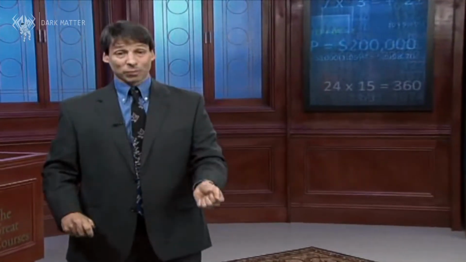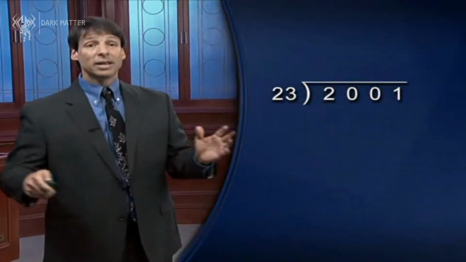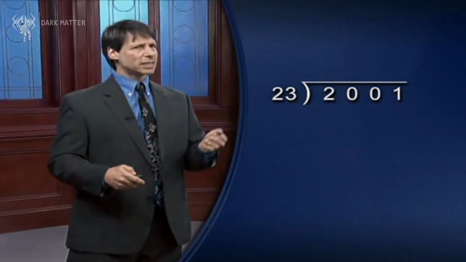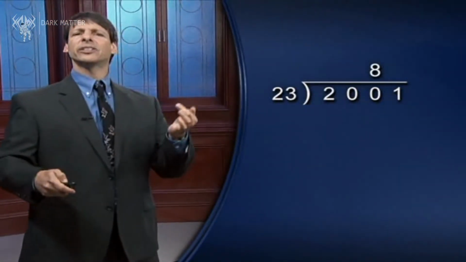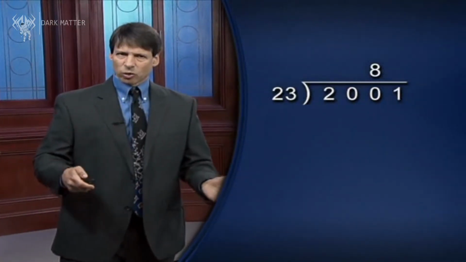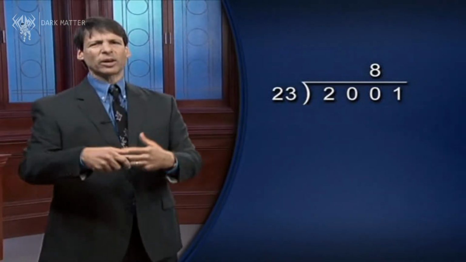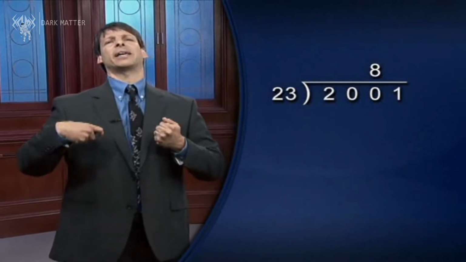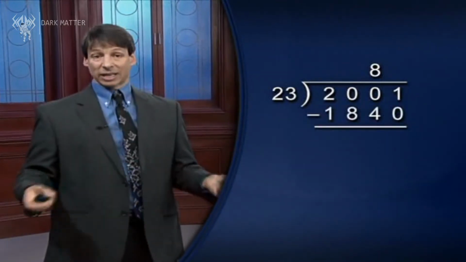Okay, let's try a 4-digit number divided by a 2-digit number. This is about as large a division problem that most people can handle, even with practice. Consider the problem we saw earlier, 2001 divided by 23. Okay, now let's see. 23 times 8, that's a 2 by 1, it's 184. 23 times 9 is 207, that's too big. So we start by saying 23 times 80 is 1,840.